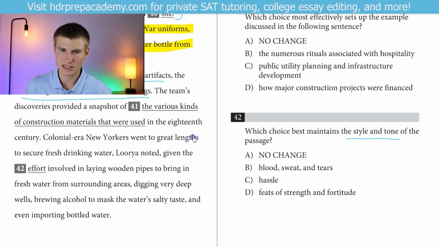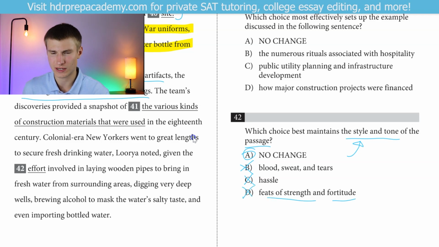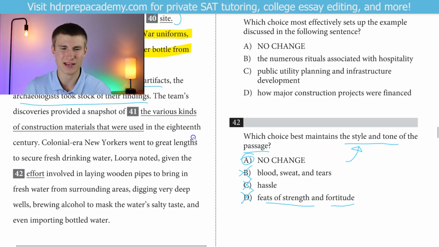Which choice best maintains the style and tone? That's going to be effort. Okay, blood, sweat, and tears is too casual, too much sort of slang. Same thing with hassle. We want to make sure we're maintaining this academic tone that has been developed throughout the course of this passage. And then feats of strength and fortitude: not only is that wordy, but it's also, once again, a little bit more on the casual side, not really fitting in with this academic tone that has good diction.